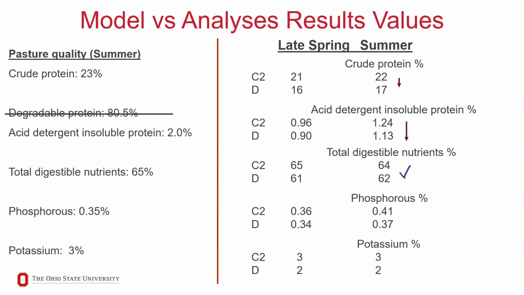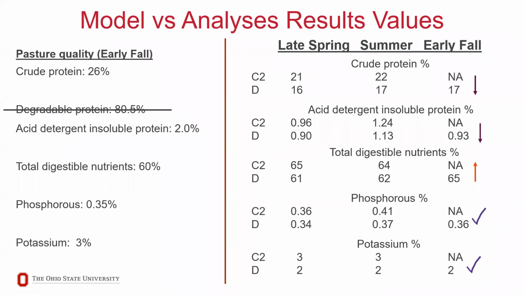TDN is now closer. So for summer, it seems that the model is getting closer to the real values overall. Phosphorus and potassium were also good here for summer. And then we have early fall results. We don't have C2 there, we have D. Again, here the model expected even higher protein than we saw.